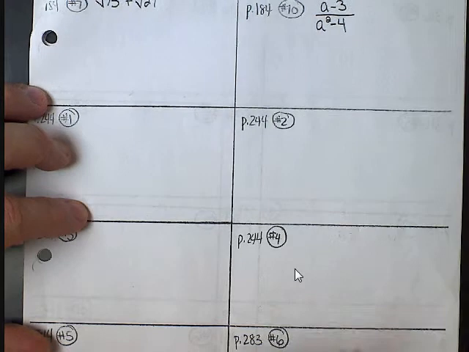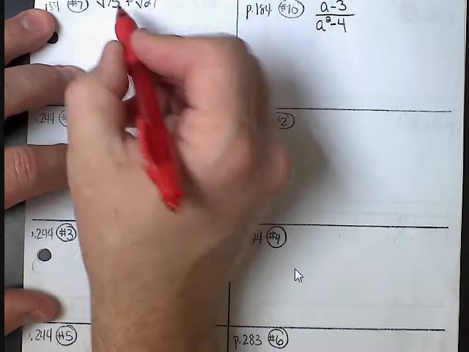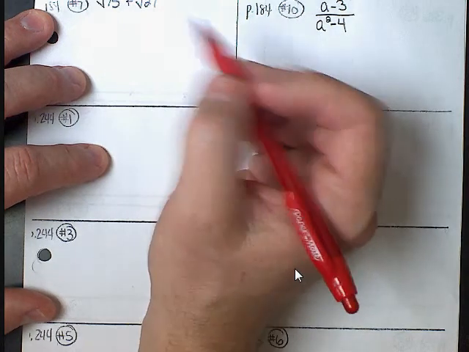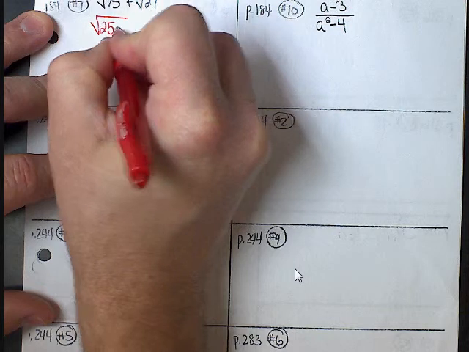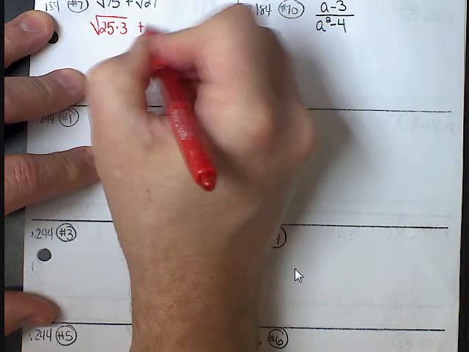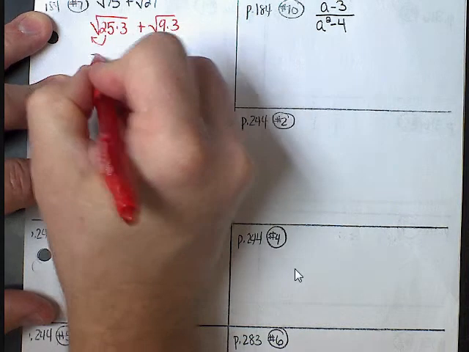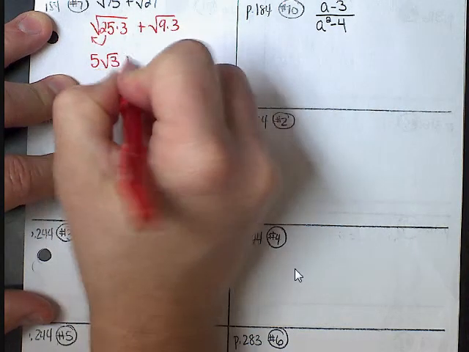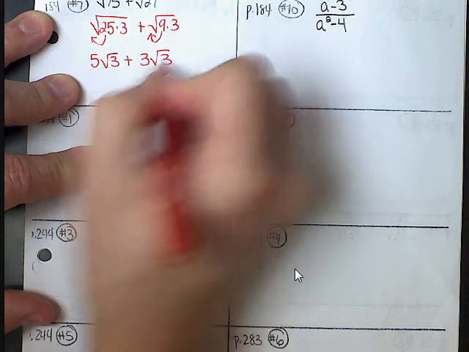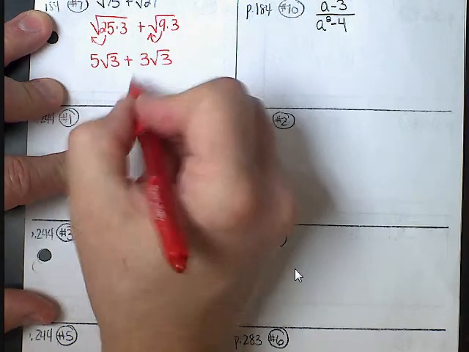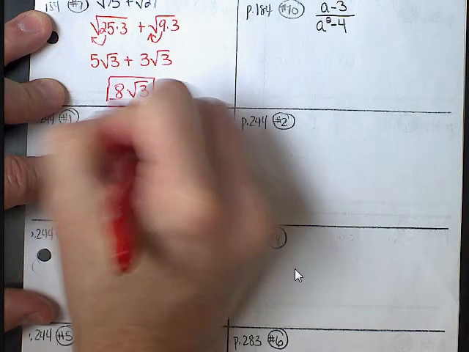There we go. Number 7, we're looking to simplify the sum of two radicals, remembering that when we're adding two radicals, we have to have the same radicand. So I'm going to look to simplify this. 75 is 25 times 3, and 27 is 9 times 3. The square root of 25 we can bring out as a 5. The square root of 3. The square root of 9 we can bring out as a 3. The square root of 3. When we're adding radicals, the radicands stay the same. You add the numbers in front. 8 square roots of 3.